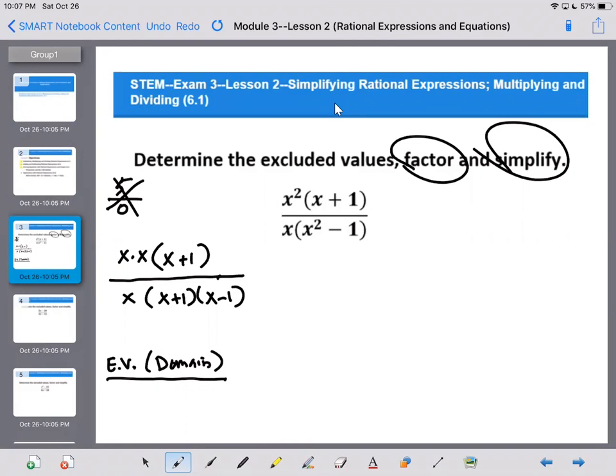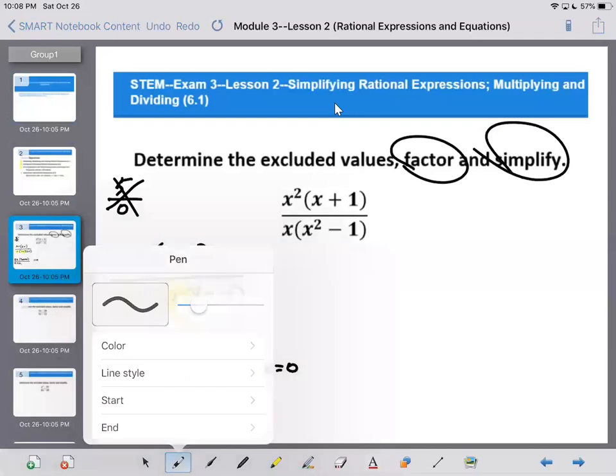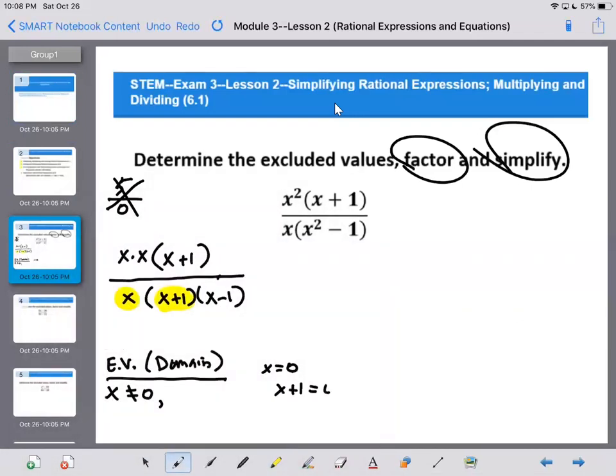To do that, you're going to take each part with a variable. In this case, there's x, so we're going to set it equal to 0. So x is equal to 0. That means 0 would cause the denominator to become 0, so x cannot be 0, comma. Let's look at the next one, x plus 1. Set it equal to 0 and solve, you're going to get x equal negative 1. x cannot be negative 1, comma.